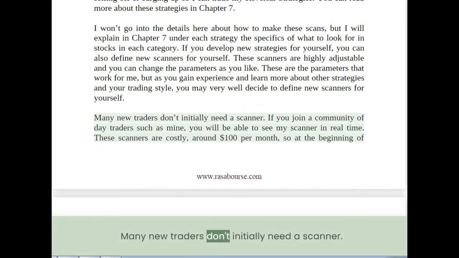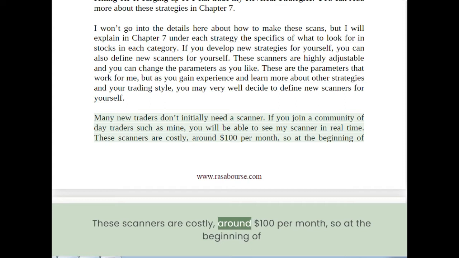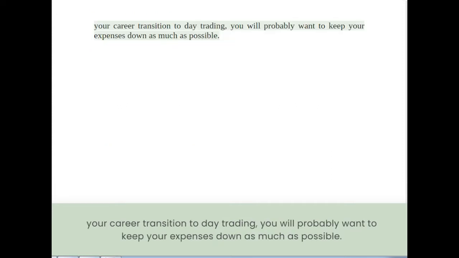Many new traders don't initially need a scanner. If you join a community of day traders such as mine, you will be able to see my scanner in real time. These scanners are costly, around $100 per month, so at the beginning of your career transition to day trading, you will probably want to keep your expenses down as much as possible.